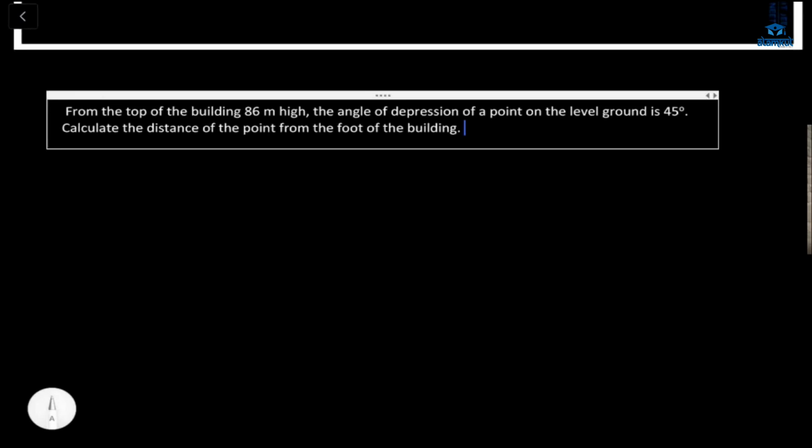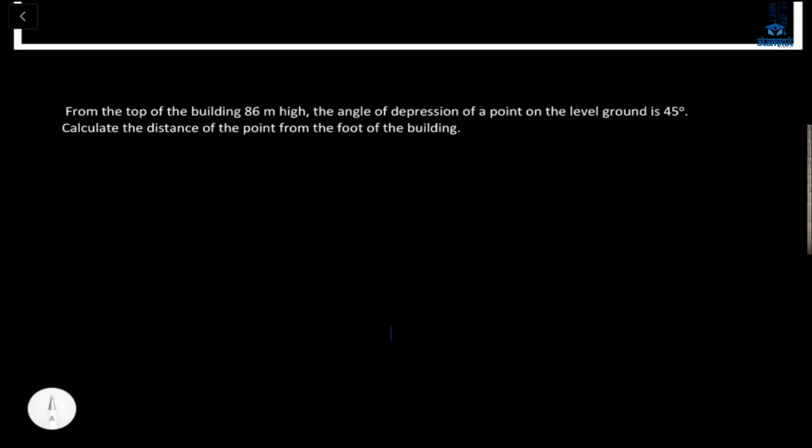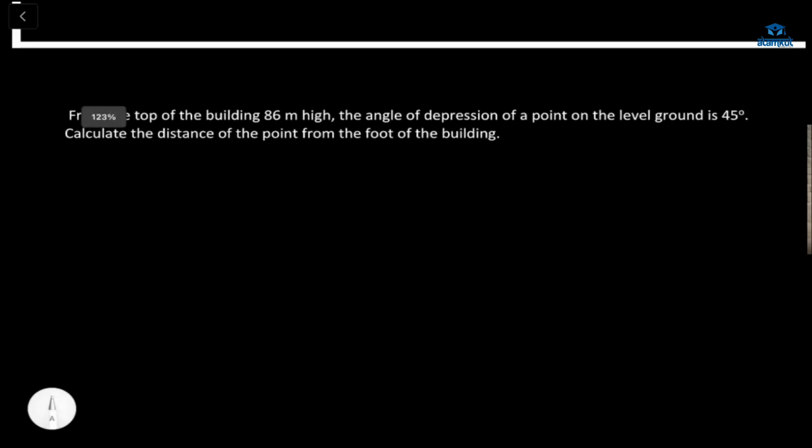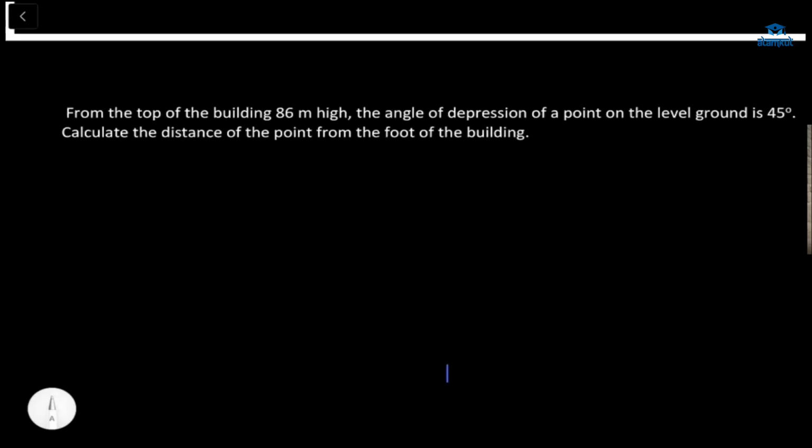Everybody do this question also. Here, angle of depression is given. Okay. Understood? From the top of a building, 86 meter high. That means the building is of 86 meter. The angle of depression of a point on the level ground is 45 degree. Calculate the distance of the point from the foot of the building. How are you going to do it?